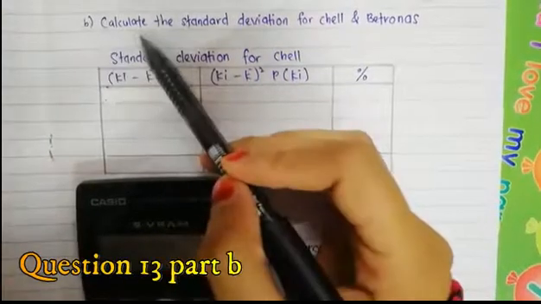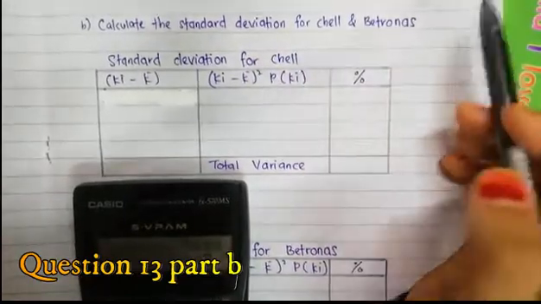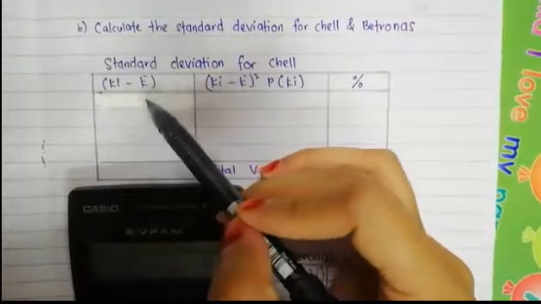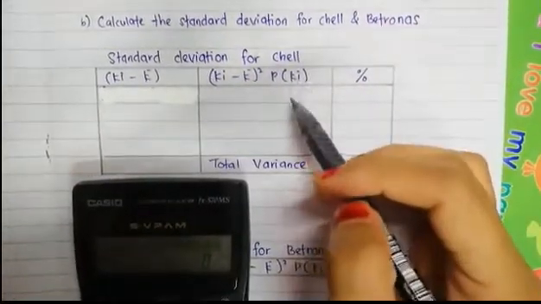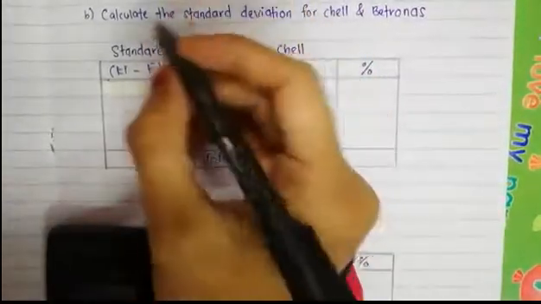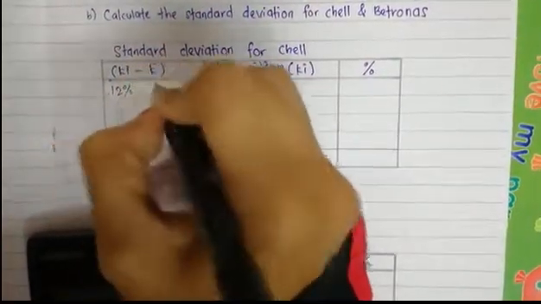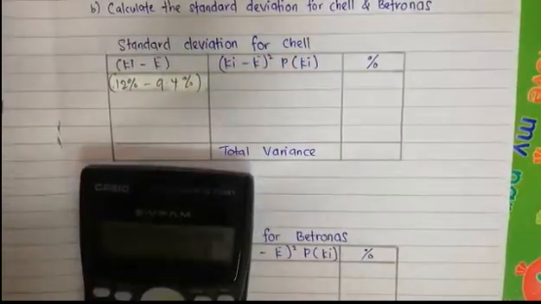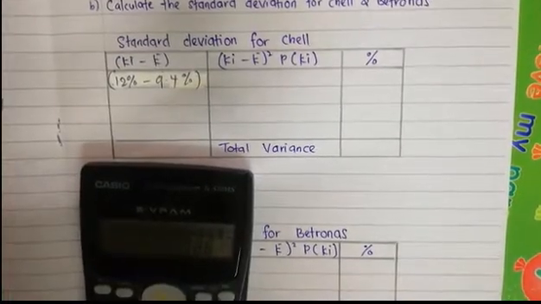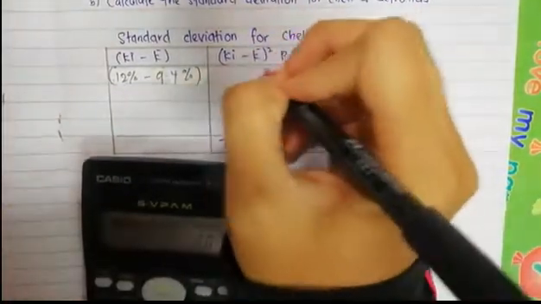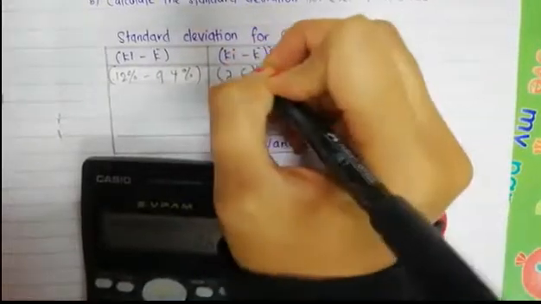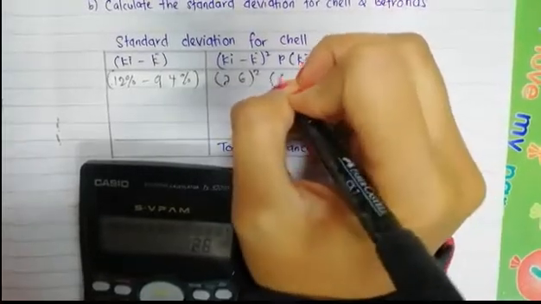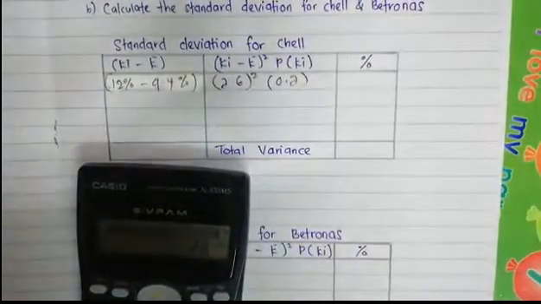Moving on to B, we will calculate the standard deviation for Shell and Petronas. First, we will calculate the standard deviation for Shell. The formula is return minus expected return, squared, times probability. So the return is 12% minus 9.4%. We get 0.026 times 100, so 2.6. And the probability is 0.2 times.